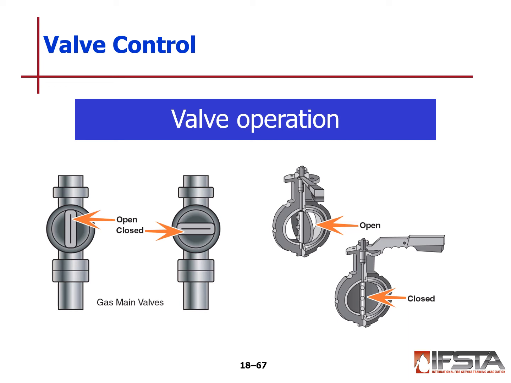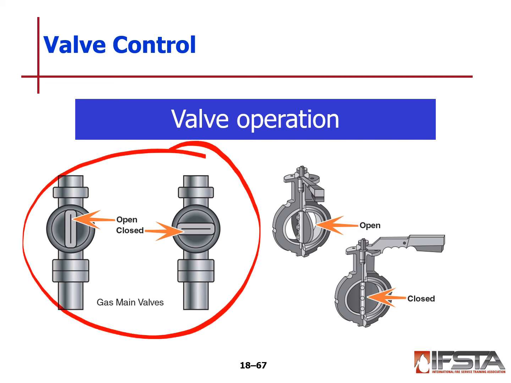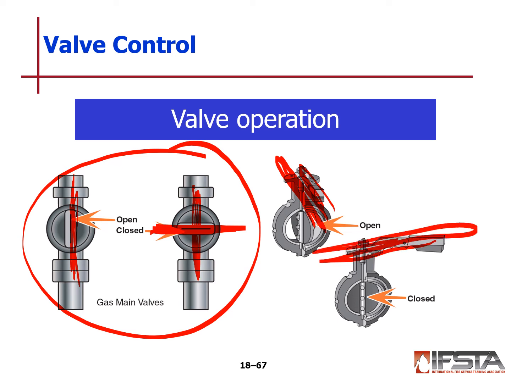Gas main valves, this is showing us open and closed on our gas main. When it is in line with the pipe, it is open, and when it is crossing the pipe, it is closed. It's blocking it off. And then our butterfly operation, again, when the handle is in line with the pipe, it is open, and when it is crossing the pipe, it is closed.